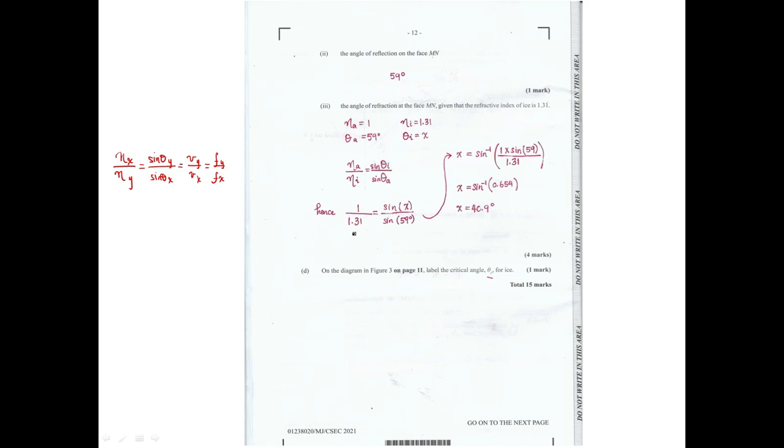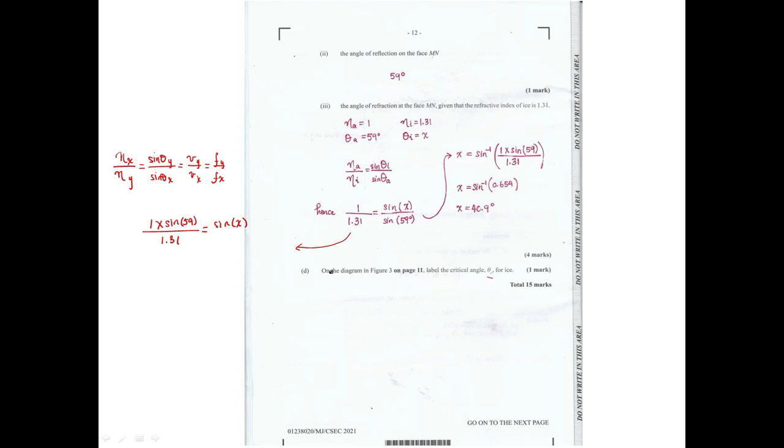So if you're still confused, let me just do this for you. I'm going to do the cross multiplication for you. So this will be 1 times sine of 59 over 1.31 equal to sine of x. And then the next thing we'll do is get rid of the sine. We're going to have just x equal to the inverse of sine, and then the rest is history.